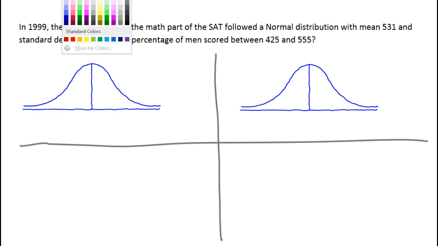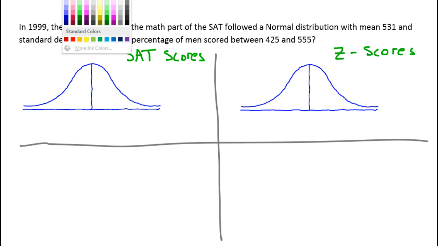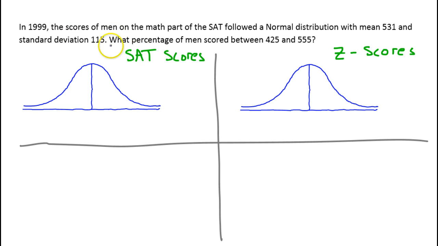Now on the left graph, I'm going to deal with the context of the problem. What's the problem about? SAT scores. So the numbers that I will have on this graph will be in the form of SAT scores. Now we're going to turn those SAT scores into z-scores, and that's what's going to go on this graph. So let's start with the SAT scores.